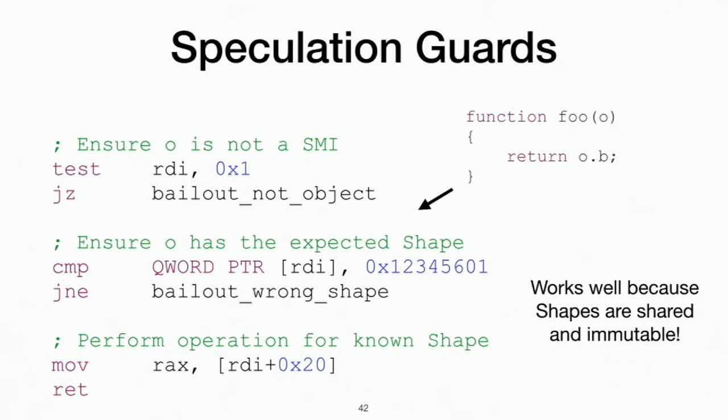So in this case, maybe property B is stored in an inline slot, so we can just dereference the pointer basically. Yeah, what that means is that essentially these speculation guards, they give us type information back. So that's the main trick for dealing with missing type information.